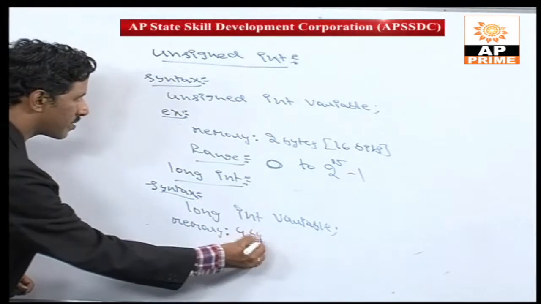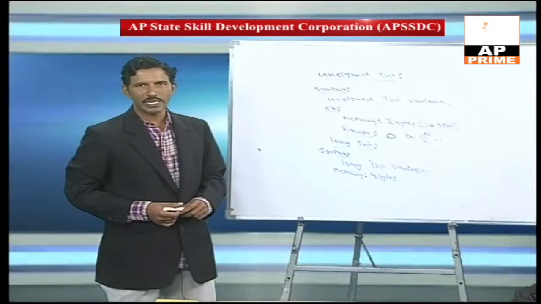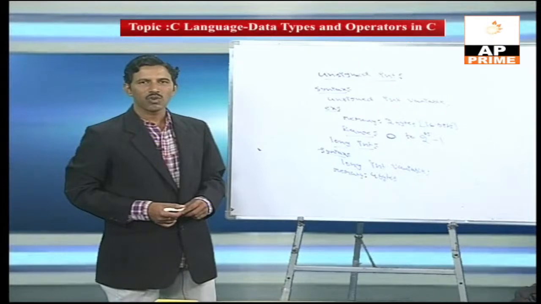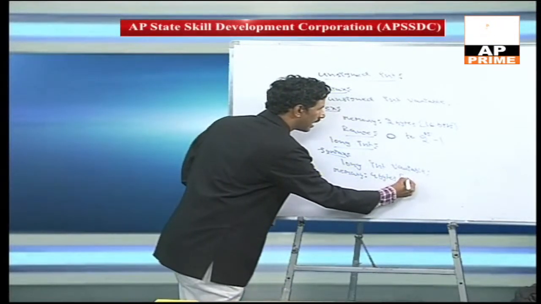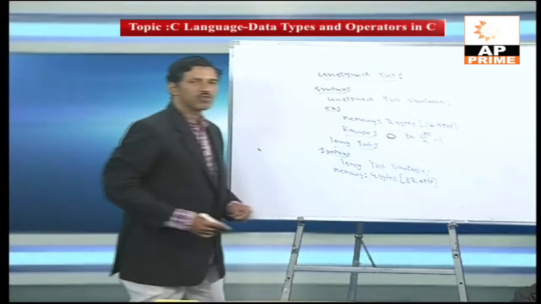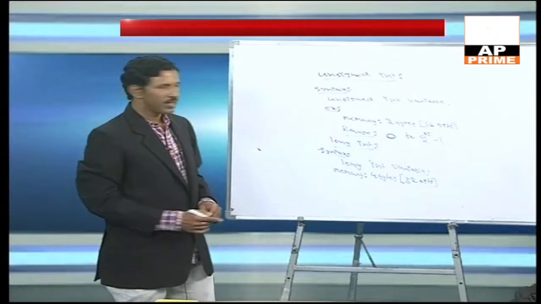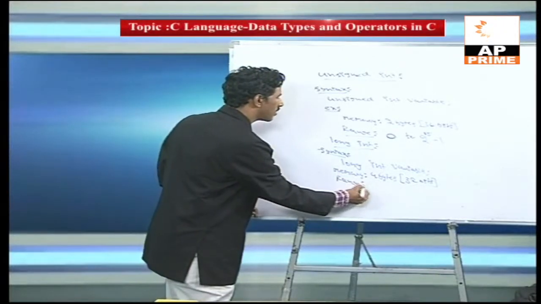4 bytes. Long integer memory occupation 4 bytes. Integer memory occupation 2 bytes. Long integer memory occupation 4 bytes. 4 bytes means how many bits? 4 into 8, 32 bits. And this is also range you have. What is the range of these?